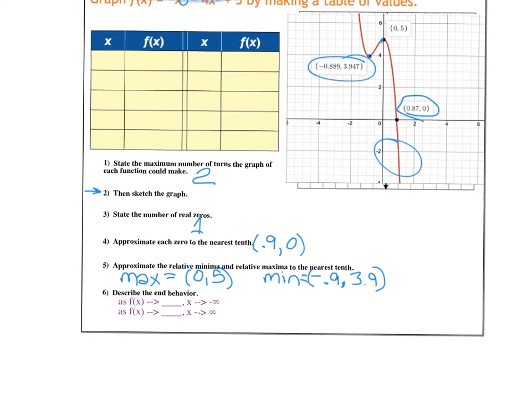All right, and then lastly, we're describing the end behavior. So as x heads towards negative infinity, so the left side of our graph, we are headed up towards positive infinity. All right, and as x heads towards positive infinity, so that's this side of the graph, headed to the right, our graph is pointing down towards negative infinity.